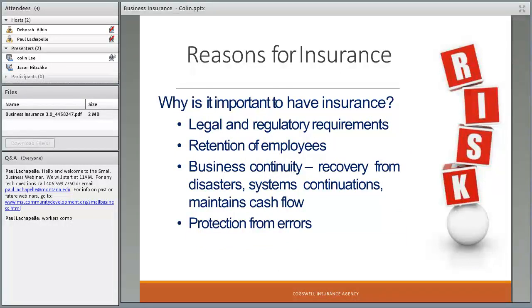Legal requirements, retention of employees, and then we talked about business continuity, recovery from disasters, protection from errors and omissions. In the event that you're an architect and you have a design flaw, and as a result there's a lawsuit brought probably against the contractor who built it, and also against the architect or engineer who designed it, then as that process goes through, those claims can get worked out on who would be at fault or who should be at fault, and sometimes both pay.